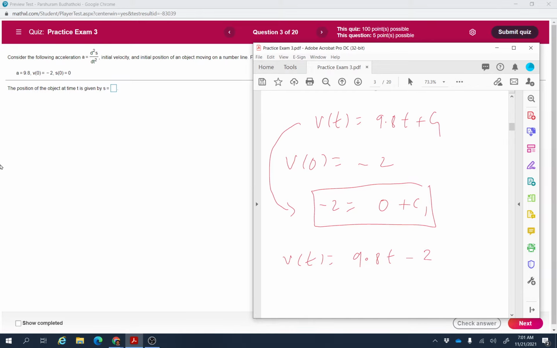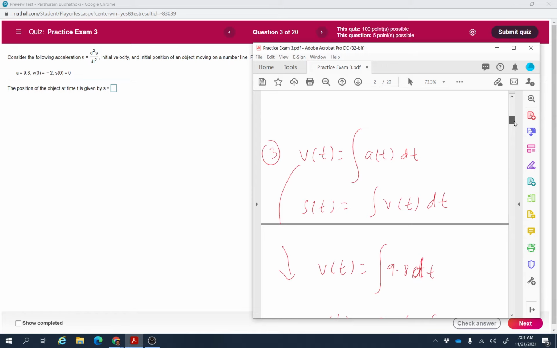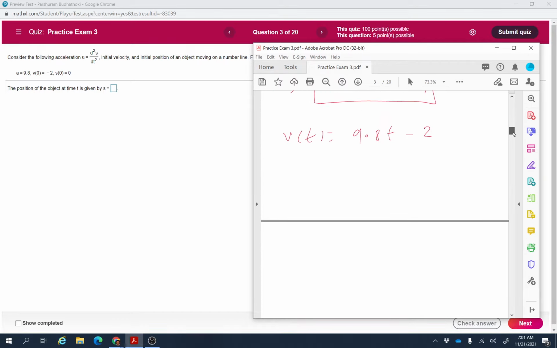So that's the velocity, but that's not the end of the story. We want to find out the position function, which is again the integration of that velocity. If you find the integration of this function, the integral of 9.8t minus 2 dt, by using the simple power rule, the integration would be 9.8 times t squared over 2. So we are dividing this 9.8 by 2, and that will eventually be 4.9t squared minus 2t plus, let's say, another constant c2. I just used the power rule here for the integration.